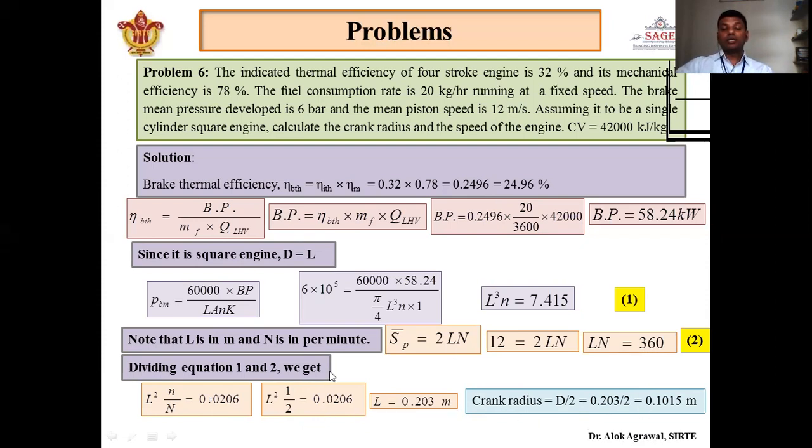Now N can be calculated by either of the formulas. So speed is 360 divided by L. L is just calculated as 0.203 meter, so the speed comes out to be 1773.4 RPM. Okay, so this is a very simple problem. The important thing is that we should know that for a square engine, D is equal to L.